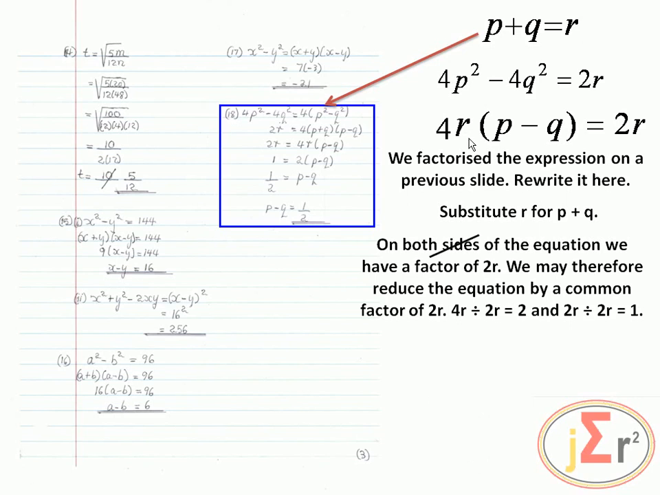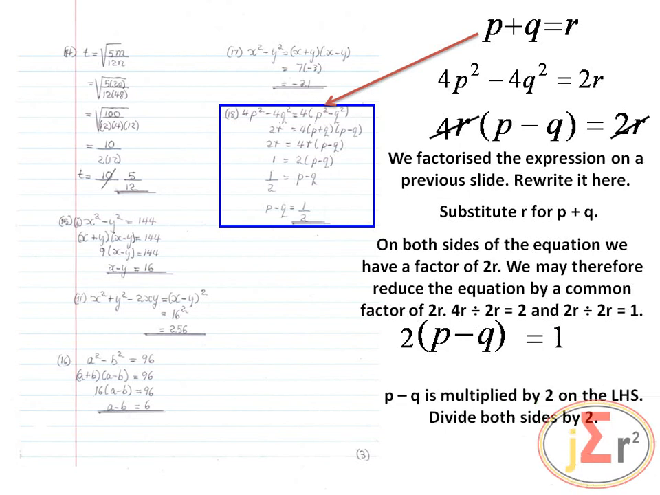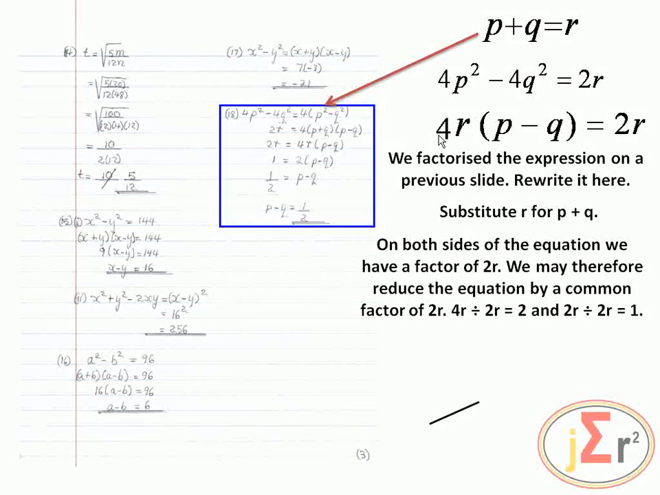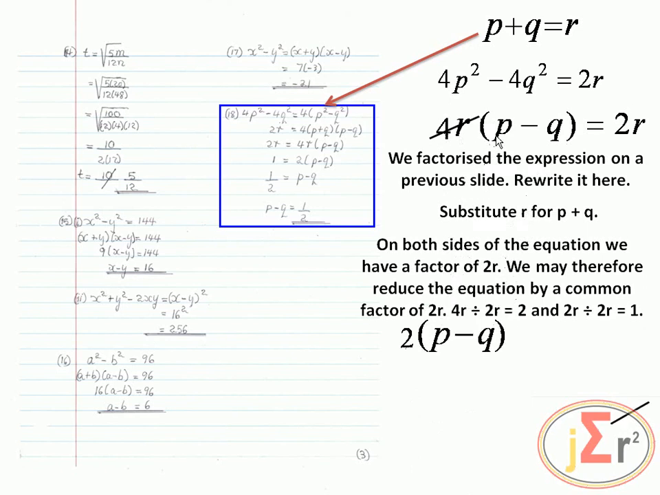So on the left hand side we have 4r divided by 2r, and the result is 2. We will return our p - q. Then on the other side we have 2r divided by 2r is equal to 1. Goes right there. And what? P - q is multiplied by 2 on the left hand side. Divide both sides by 2. So after reducing by 2r, 2r into 4r is 2, then we return the p - q factor. Then we say 2r into 2r is equal to 1.